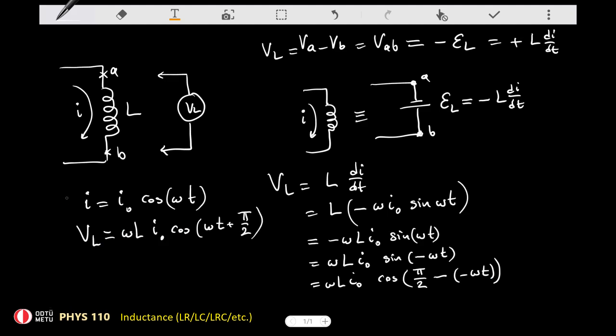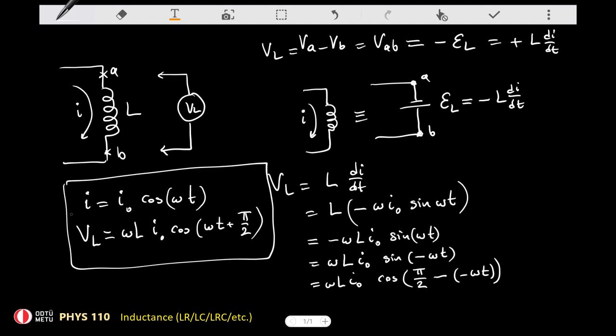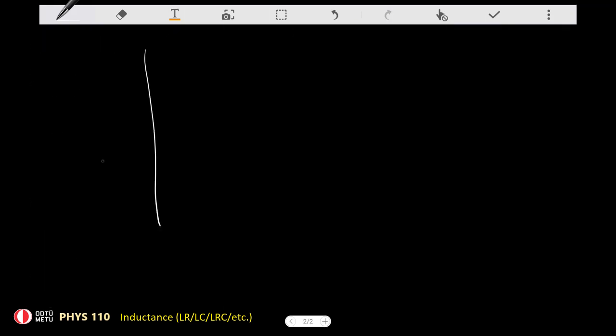So therefore, the current is given by that expression and the potential drop is given by that expression. So we can read the amplitude in here. The amplitude is also positive in here, so that's one of the things that we should notice. And we can also read the phase difference in here. So you can see what is what in here. So we can then draw the phasor diagram quickly.